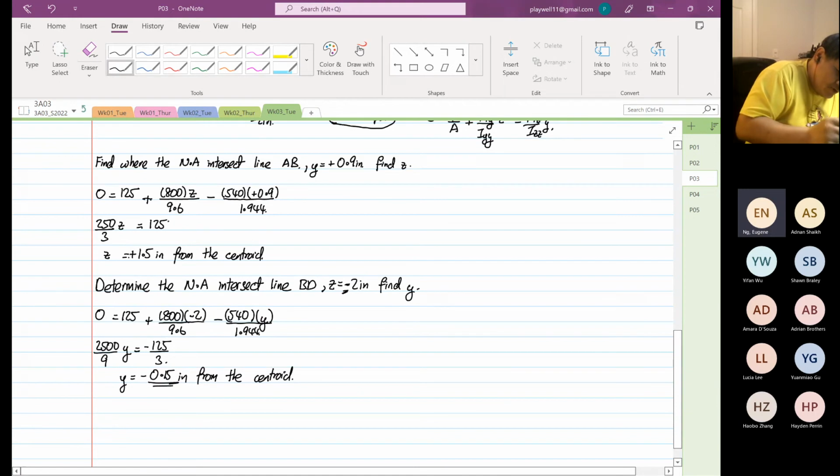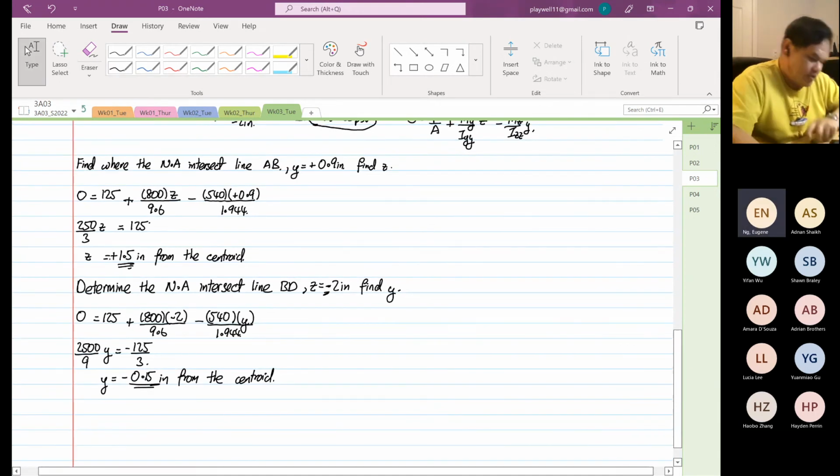Okay, so now we are going to sketch where the intersecting points of the centroid are.